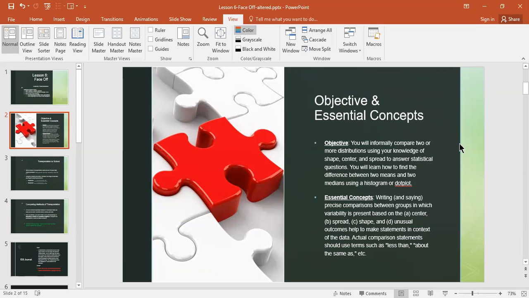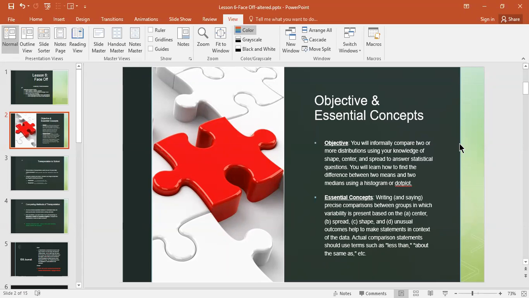So our knowledge of shape, right? Our knowledge of center, our knowledge of spread. So we need to consider those three categories when we are comparing distributions and then making a decision of which option is better. You will learn how to find the difference between two means and two medians using a histogram or dot plot or even a box plot.